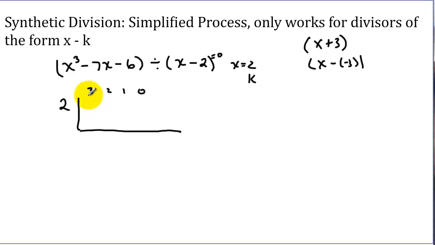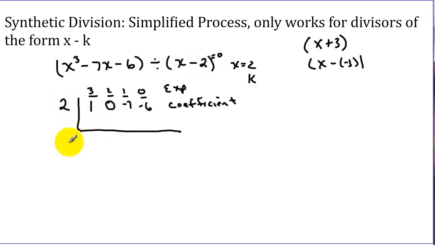And what's going to go under those exponents? So these are our exponents. And what's going to go under each of those exponents is the coefficient, meaning the number in front of the term for that power of x. So in front of the x cubed is a 1. In front of the x squared, there's a missing x squared, so the coefficient is 0. The coefficient in front of the x is -7, and the exponent of 0 is the constant term, so that's -6.